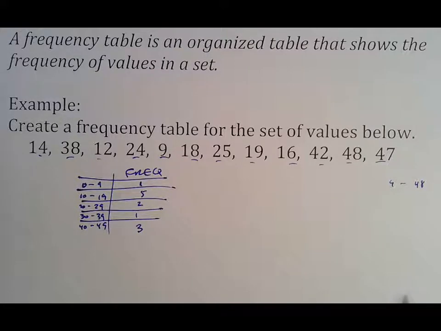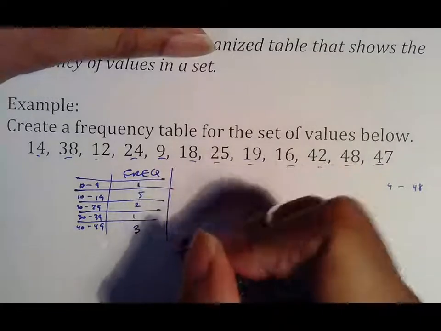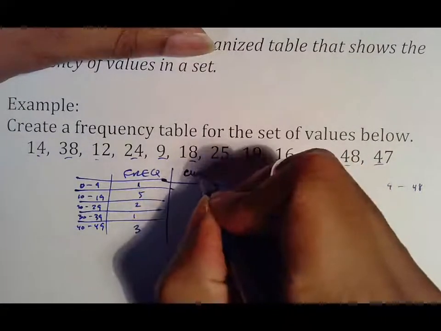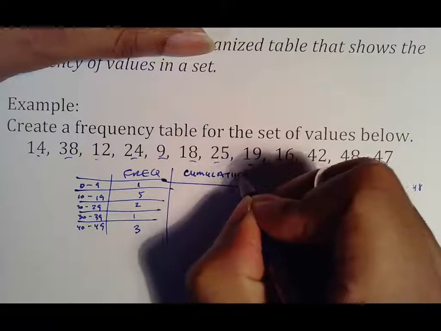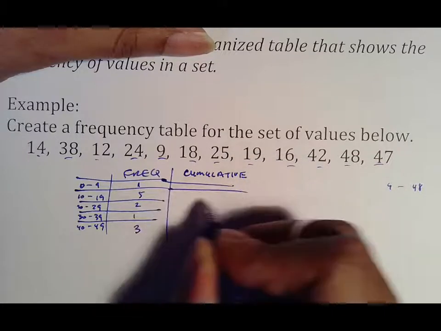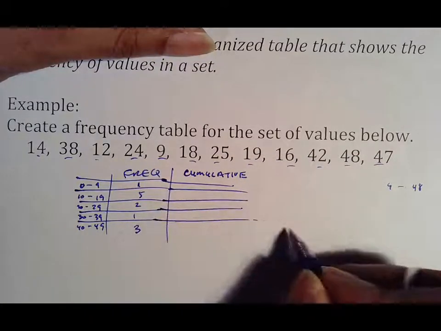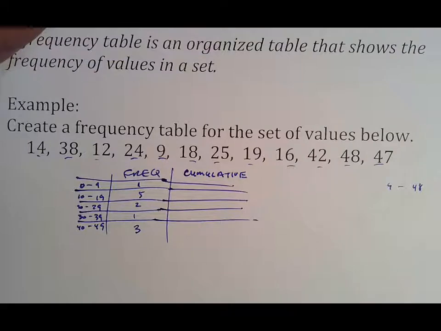But that is a frequency table. A frequency table just means add all those things up and go from there. Now you also have cumulative frequency. And cumulative frequency, which pops up in your homework, just means as it accumulates.